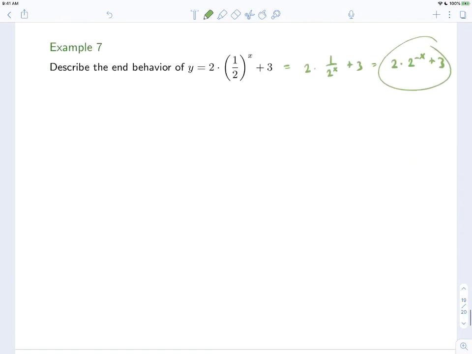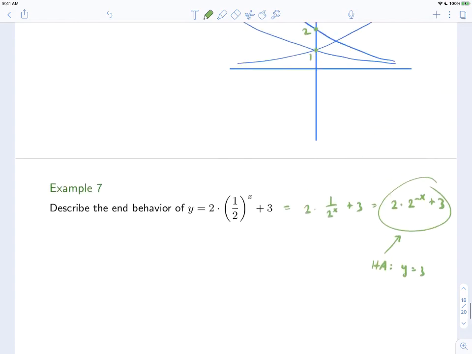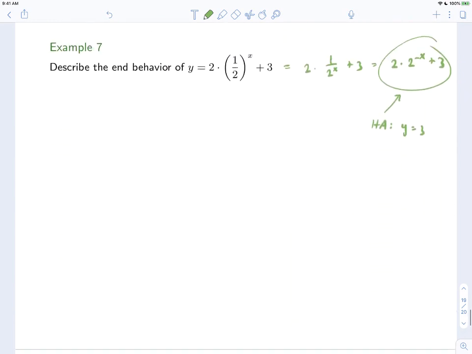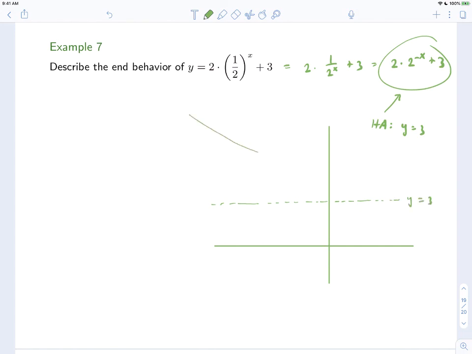So we're going to end up with exactly the same thing, except now our horizontal asymptote is going to be y equals 3. So that tells us that we're going to have the same basic shape, but it's just going to be down 1. So the graph in this case is going to have a horizontal asymptote at y equals 3, which is, let's say, right here. But otherwise, the shape is going to be basically the same. It's like that. So we're going to have that y goes to 3 as x goes to infinity, and y goes to infinity as x goes to negative infinity.